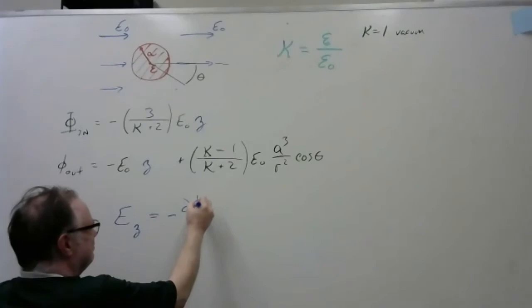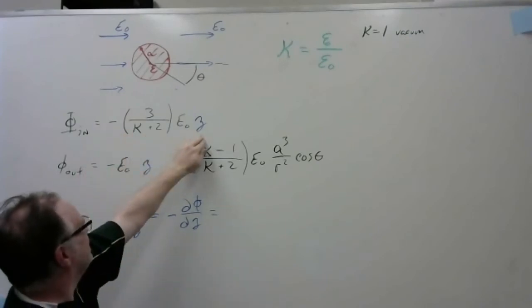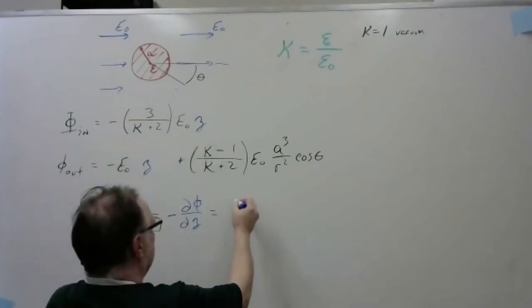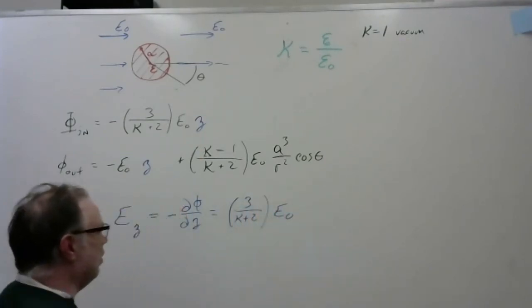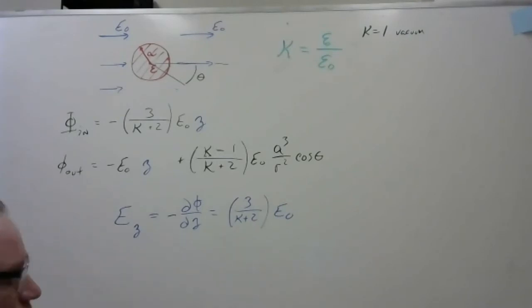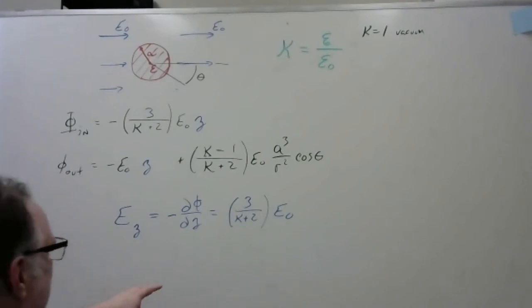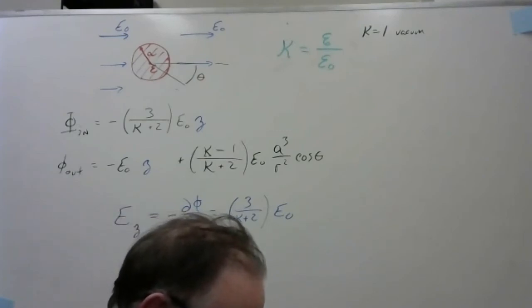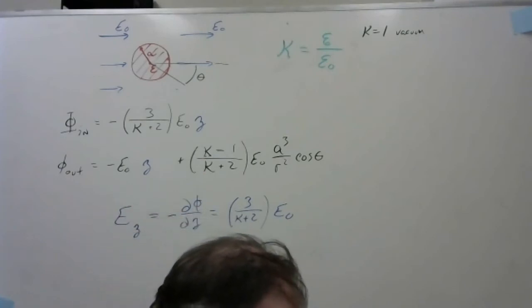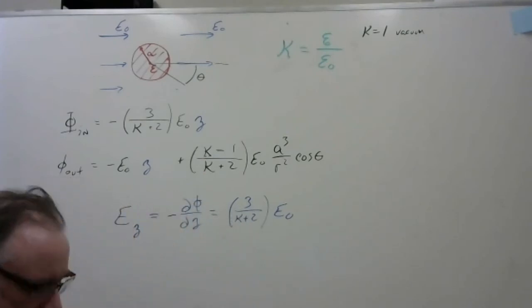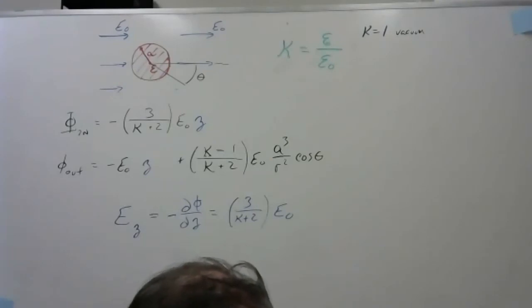So it's minus d phi dz, which this minus gets rid of this. Take the derivative with respect to z, I just get this. And so, look, it's just 3 over kappa plus 2 times E naught. So it's just a constant electric field inside the thing. So inside the thing, you get a constant electric field that's in the same direction as the electric field itself, as the original E.